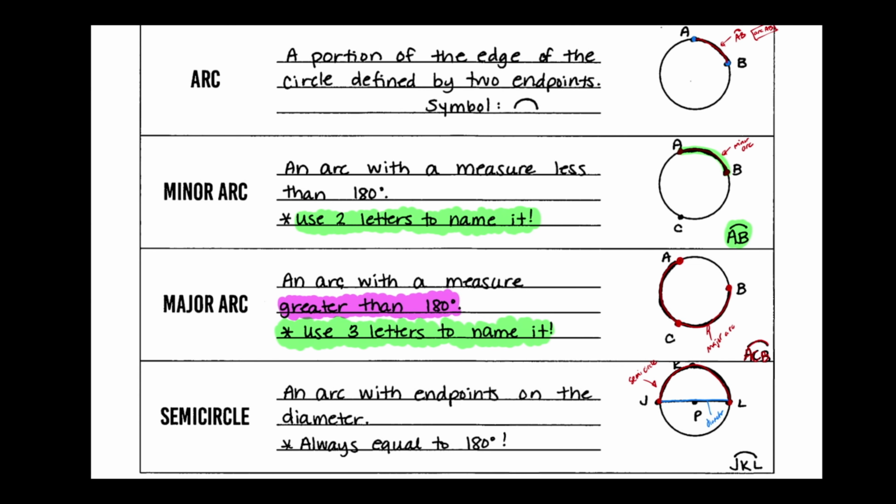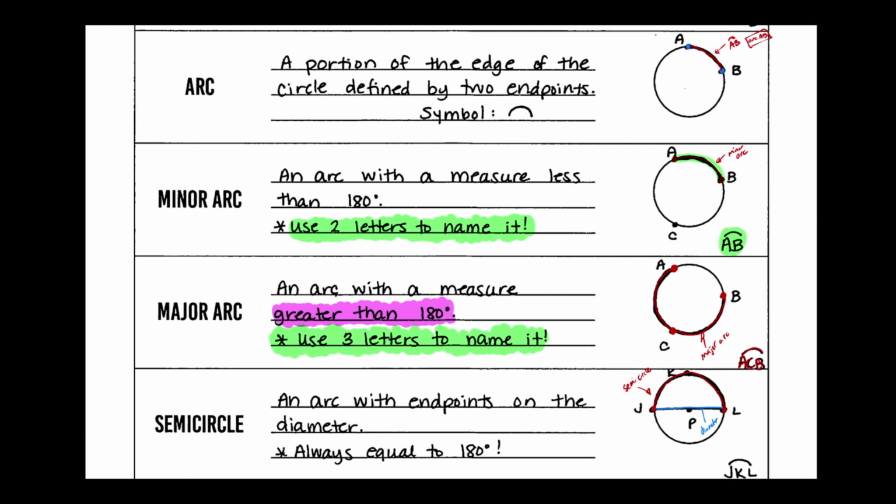So we have arc, which is just a piece of the crust, if this is a pie. We have the minor arc, that means it's the small one. It's less than half the circle. We have a major arc, uses 3 letters, which is more than half the circle. And then a semicircle is exactly half of the circle. And that's it. Those are the parts of a circle we are going to be talking about. I just talked about definitions, what they are, but there are different theorems and postulates and all that stuff. But right now, I just want you to know what they are.